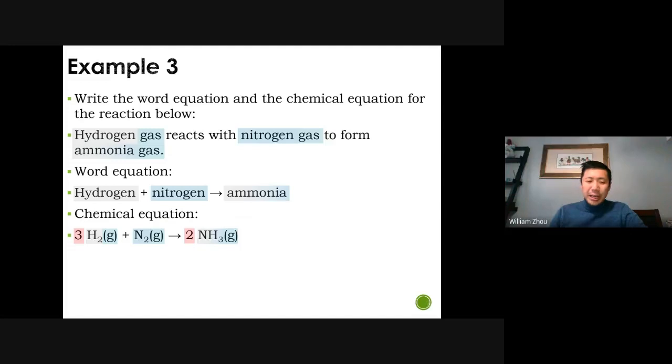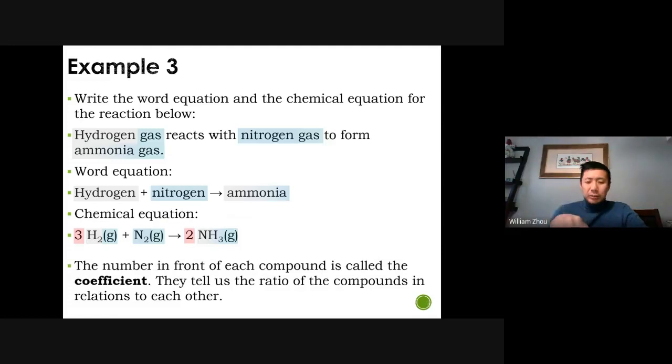Now you might be asking, why is there a 3 and why is there a 2 in front of some of those? First of all, the number in front of each compound, they're called coefficients. All right, it's just like in math. You can have a number in front of a letter, like 3x, 2y. It tells you how many x's you have, how many y's you have. Same thing here. It tells you how many hydrogens you have, how many ammonias you have. So these are coefficients. They tell us the ratio of the compounds in relations to each other, meaning that for every 3 hydrogens, you only need 1 nitrogen, and you will create 2 ammonia.